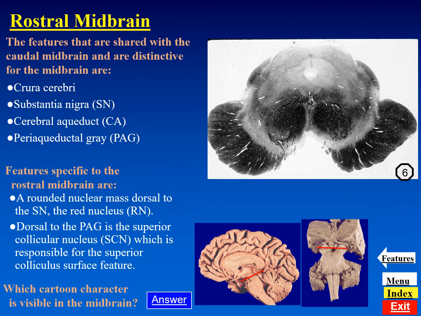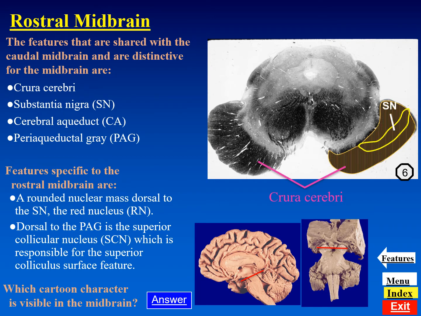The rostral midbrain has four features that are similar to or the same as those that we saw in the caudal midbrain, and they are the crura cerebri, substantia nigra, cerebral aqueduct, and periaqueductal gray. A new feature at this level is a nuclear mass, or masses, because it's bilateral, just dorsal to the substantia nigra, and that's known as the red nucleus.